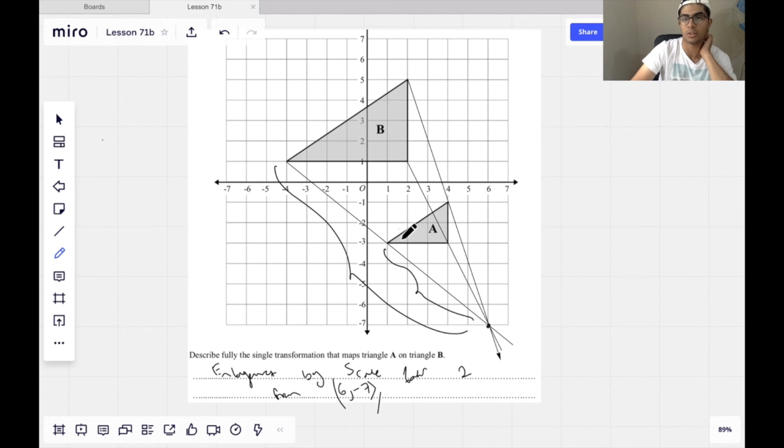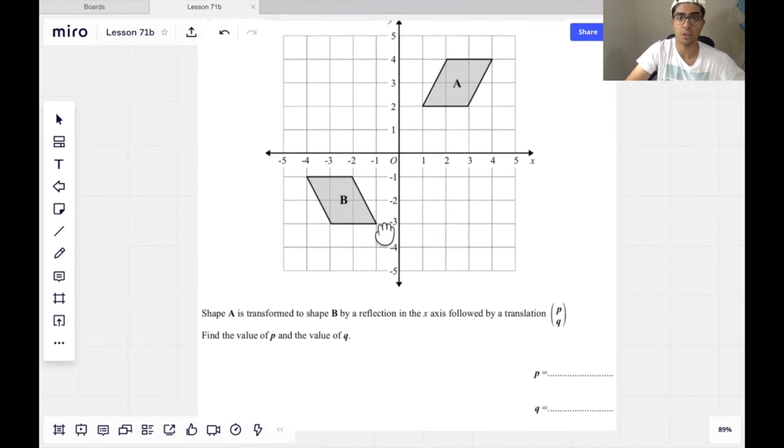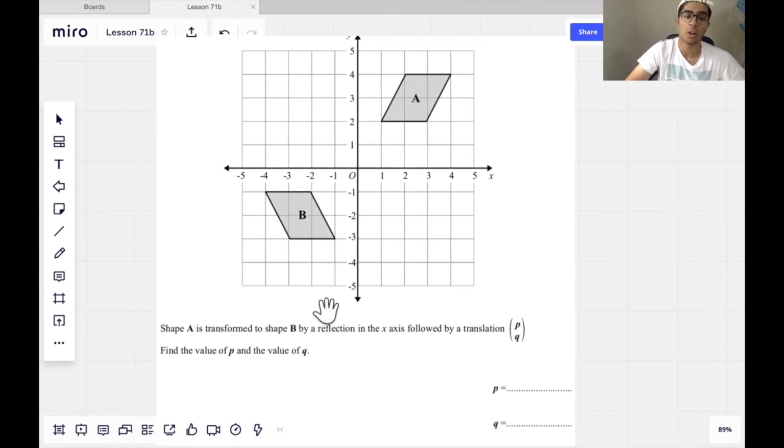We've got another question as well. These are when you have two transformations. Shape A is transformed to shape B by the reflection in the x-axis followed by translation PQ. Find the value of P and the value of Q. In this case, what we have to do ourselves is reflect it in the x-axis, and then we can figure out what the following translation was.